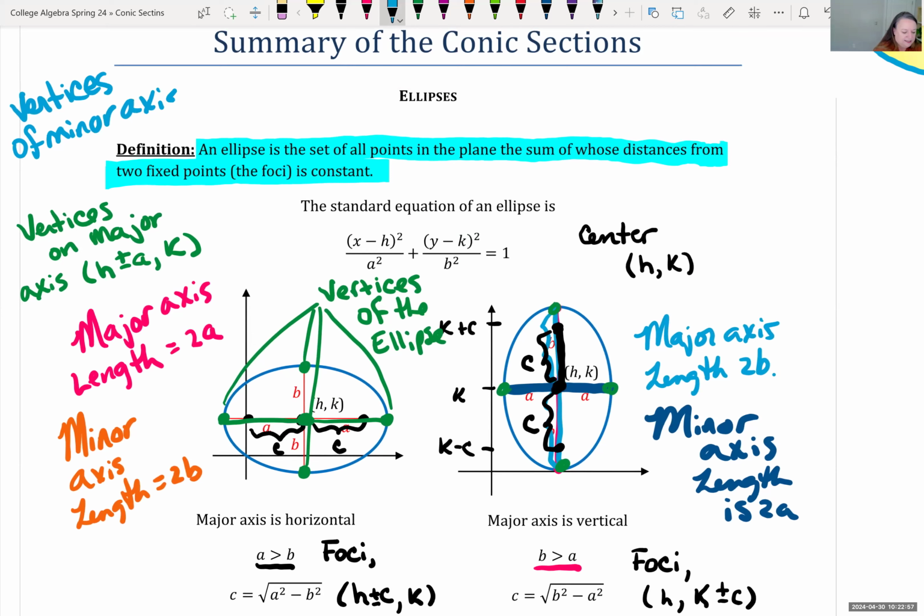In this case, I would be going up or down that value of B. So going up or down affects the Y value of the point. So X stays the same, and I'd have K plus or minus B here.